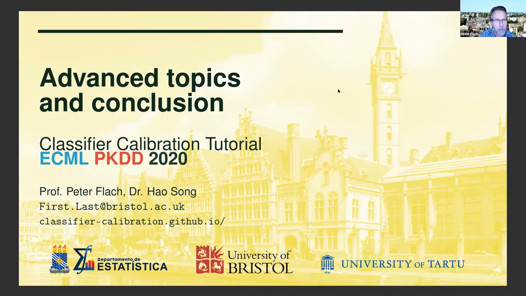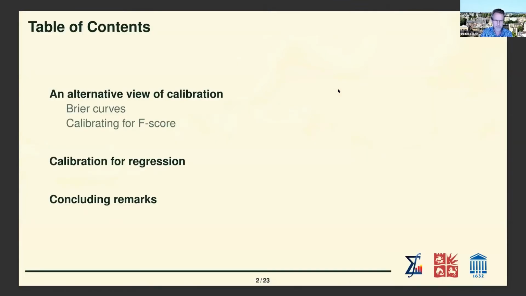Going to wrap up with some advanced topics. We won't go too deep, but we give you a flavor and then we will conclude. And I will present this together with who will present a few slides on regression calibration. So this is the table of contents. There's not an awful lot of stuff here.